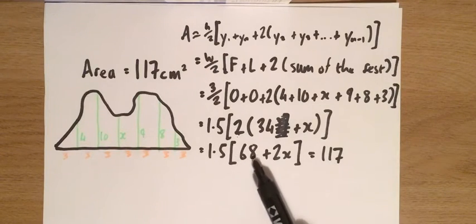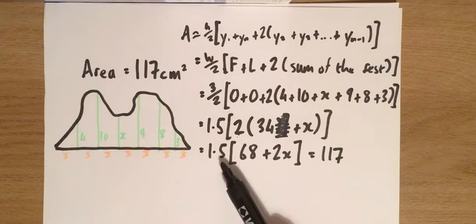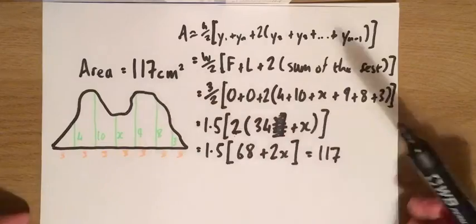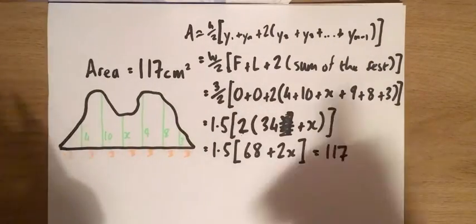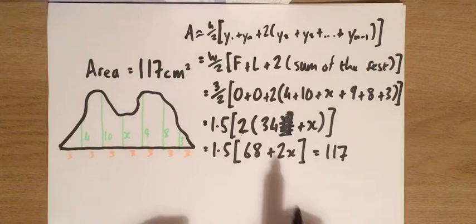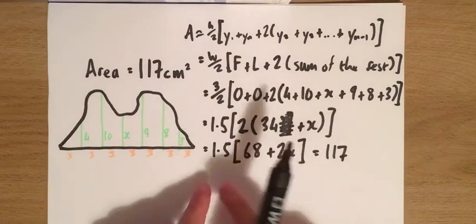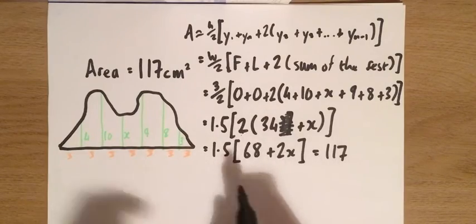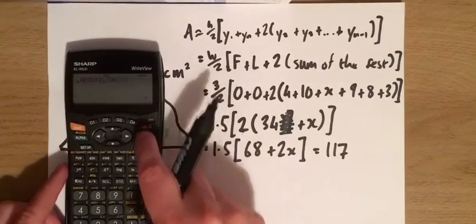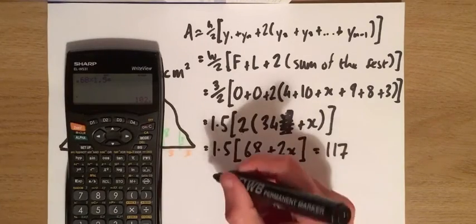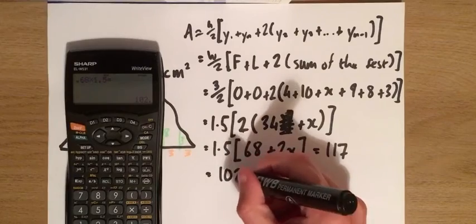Okay, you can do 2 things here. You've got 68 plus 2x multiplied by 1.5. So you could bring 1.5 over and divide it into 117. And then you'd just be left with 68 plus 2x on the left hand side, and 68 over and then divide by 2 and you'd have your answer. You can also multiply the 1.5 in here. And that's what I'll do. I'll multiply this bracket out on the left hand side. So 68 times 1.5 is 102.